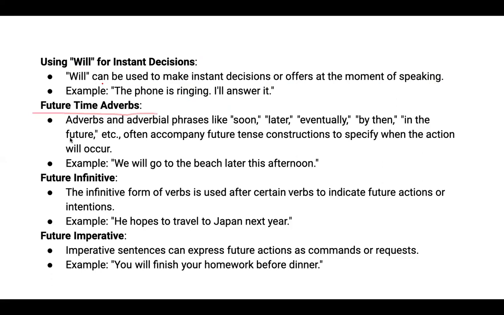We also talk about future time adverbs. As I told you, there are time indicators. Adverbs and adverb phrases like soon: I will meet you soon, I will meet you later. Eventually he will give the answer. Or by then, or in the future. These are adverbs or adverbial phrases that often accompany future tense constructions to specify when the action will occur. Example: we will go to the beach later this afternoon.